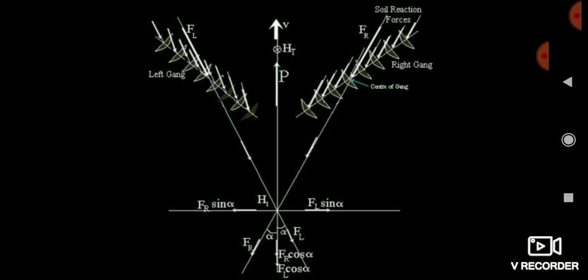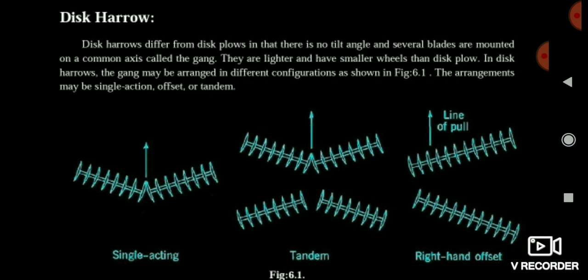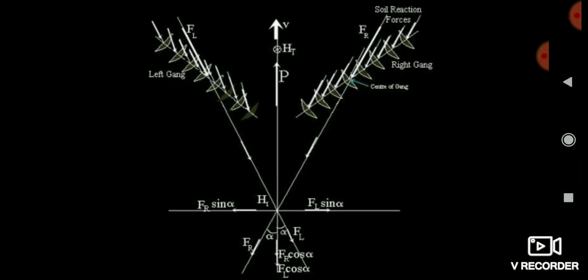And friends, these both gangs, you can see here, all these gangs are symmetrical, meaning these gangs are always symmetrical and equal. Their geometry is the same, the number of discs present is the same, the length of the axis is the same, meaning everything is the same in both these gangs. So Fr sin alpha is equal to Fl sin alpha, meaning Fr sin alpha and Fl sin alpha are going to cancel out. Both are symmetrical, and the alpha angle is the gang angle which is made with both these axes, and Fr and Fl are equal. So that's why there is no net resultant force in the horizontal direction.